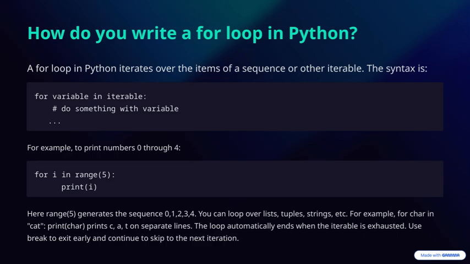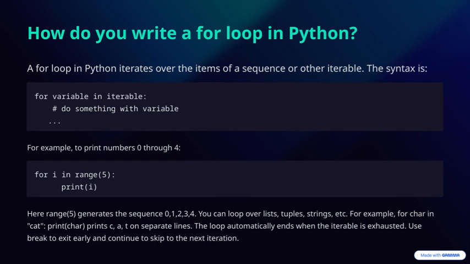For example, if you have a string like "cat", you can iterate through each character using a for loop, printing out each character on a new line. This illustrates how flexible for loops are. They work with any iterable. The loop automatically ends when the iterable is exhausted, meaning once there are no more items to go through, the loop stops. Sometimes, you might want to exit a loop early based on some condition.